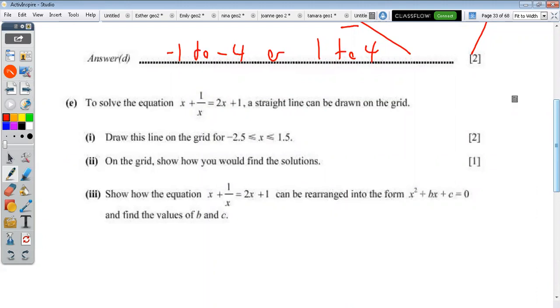Now solve the equation. Okay, y is equal to, so this is our graph. We now know it, so we need to draw the line. y is equal to 2x plus 1. Do you agree? y is equal to 2x plus 1. Our solutions are where the line is cutting the graph. Clear? Are we together?